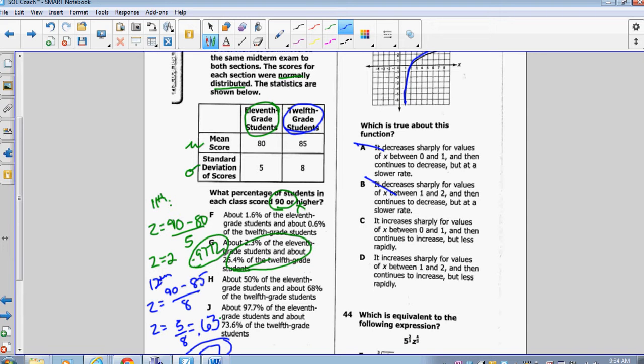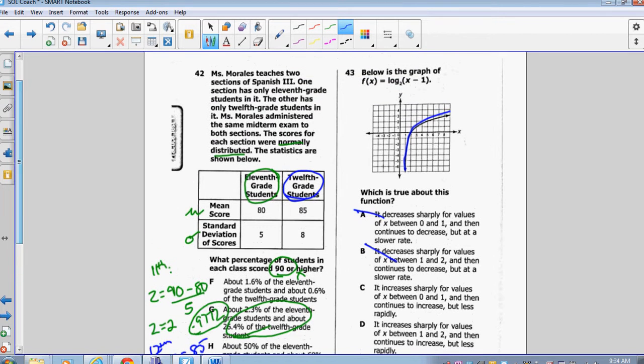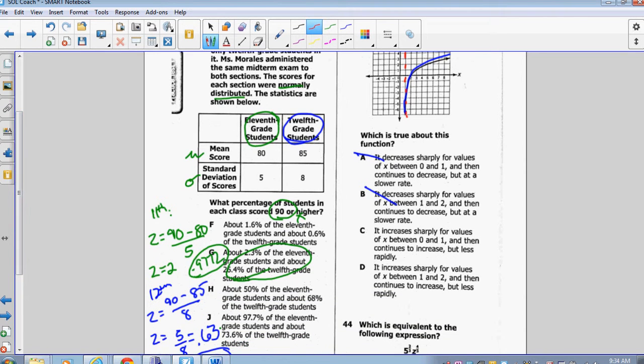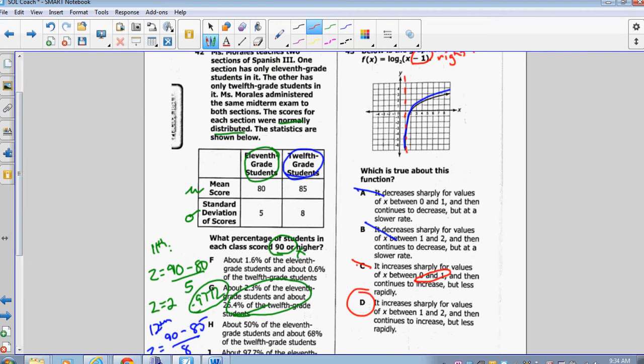So let's see, between 0 and 1. Well, let's see where our asymptote is. The asymptote was shifted over to the right 1. So there's an asymptote for this log right here. So it actually doesn't exist from 0 to 1. So we don't want the answer from 0 to 1 because there's nothing there. It's going to be choice D. It's increasing from 1 to 2.